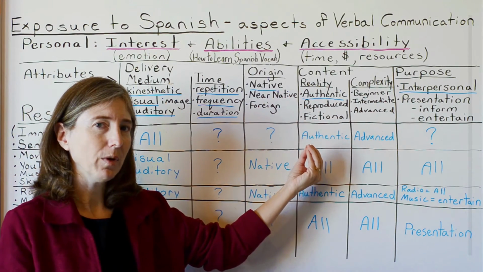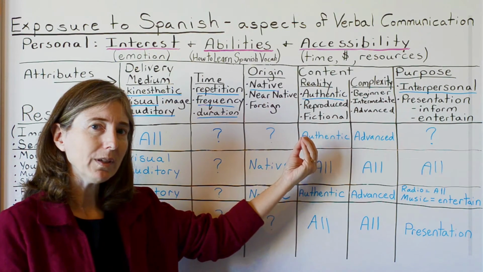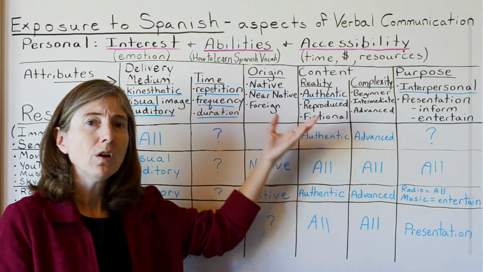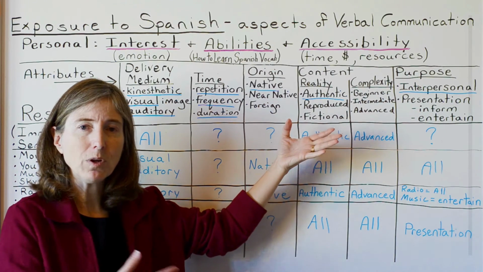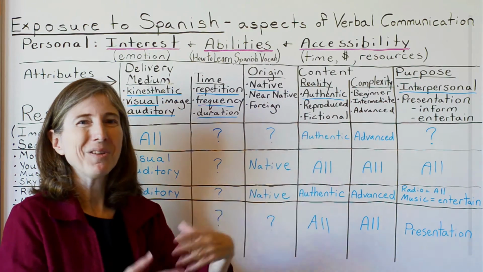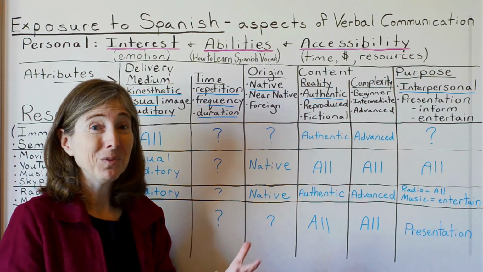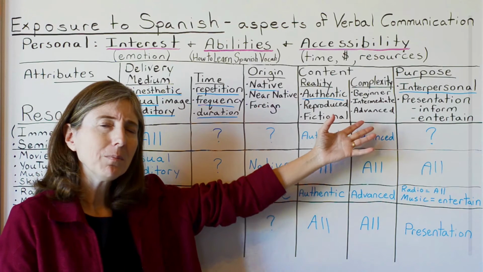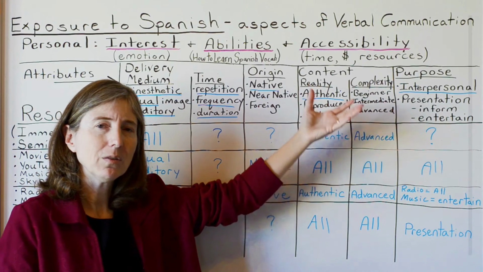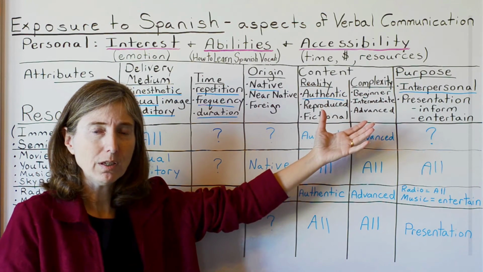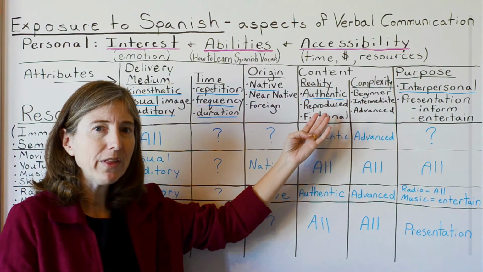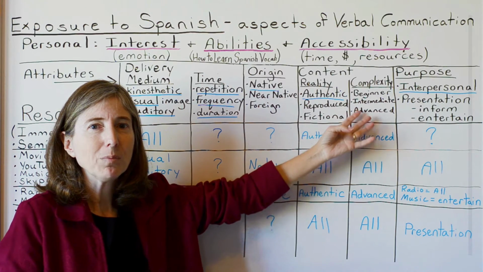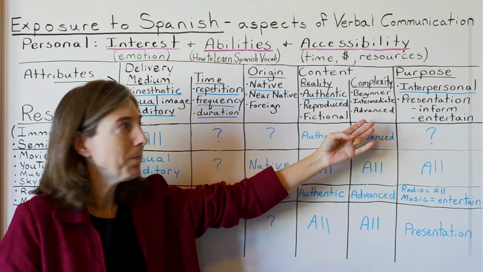The content of what you're actually hearing is important. Is it authentic communication? Is it real communication? Or is it reproduced, like in a movie where actors are acting things out? Or is it totally fictional, like storybook characters or cartoon characters? Is it complicated? What level are you at and what level are you looking for? We're looking for authentic communication, but it could be a different complexity level depending on what you're looking for.